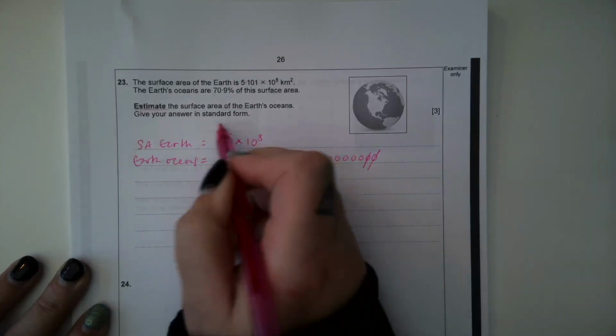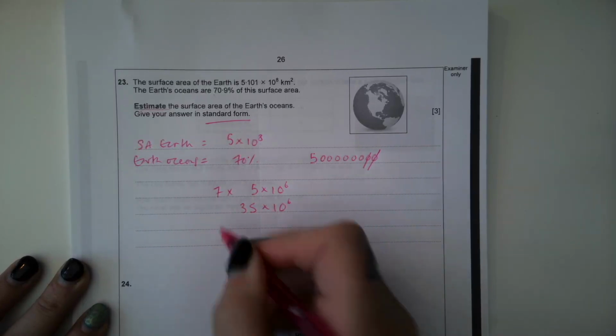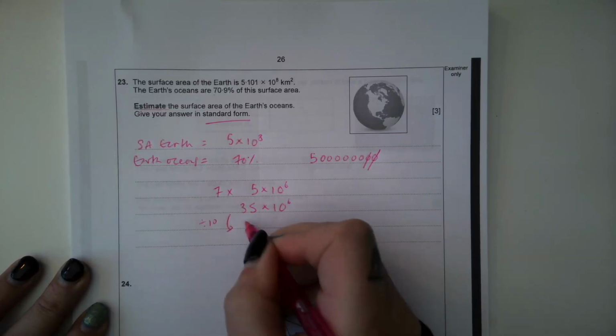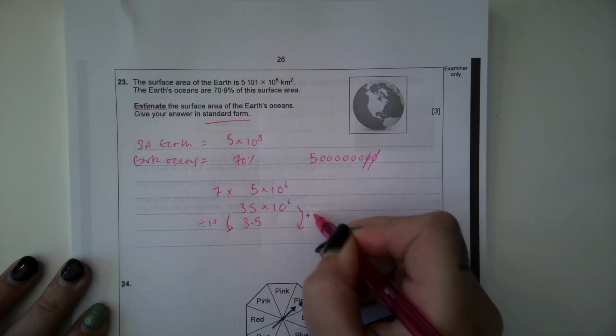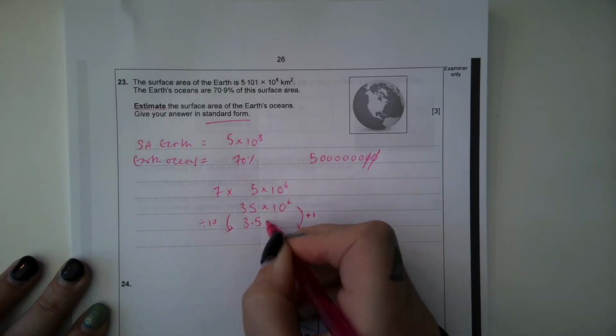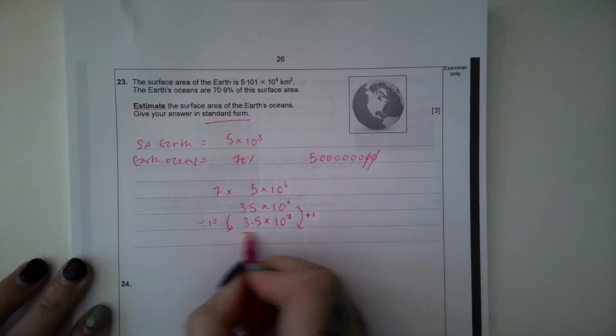It wants our answer in standard form. This is not in standard form because this first number needs to be between 1 and 10. So I'm going to have to divide this by 10 to make it 3.5, which means I need to increase that power by 1 because I need to multiply it by another 10 if I was going to convert it back to a normal number.